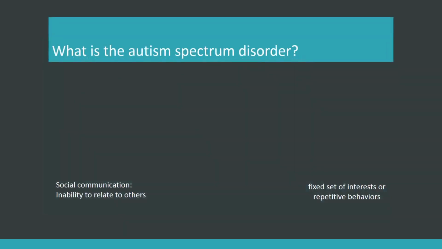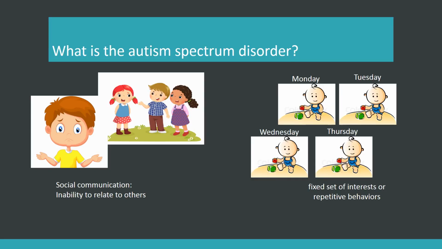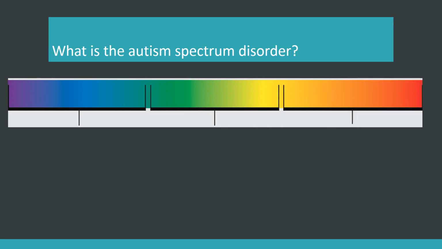What is the autism spectrum disorder? The autism spectrum disorder is marked by two main symptoms: problems with the person's ability to relate to others, and having a fixed set of interests or repetitive behaviors. Remember that the autism spectrum disorder is a range of abilities and traits, and that no two people reflect the disorder in the same way.